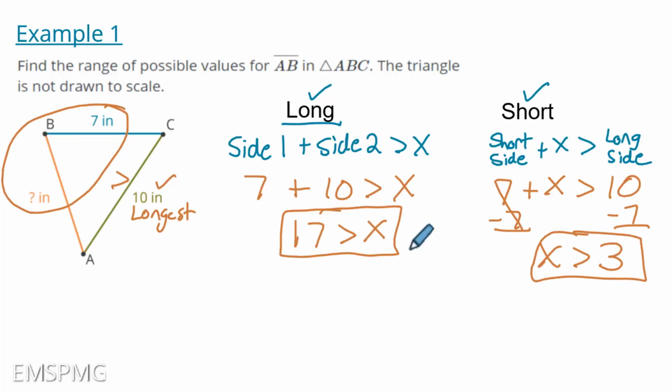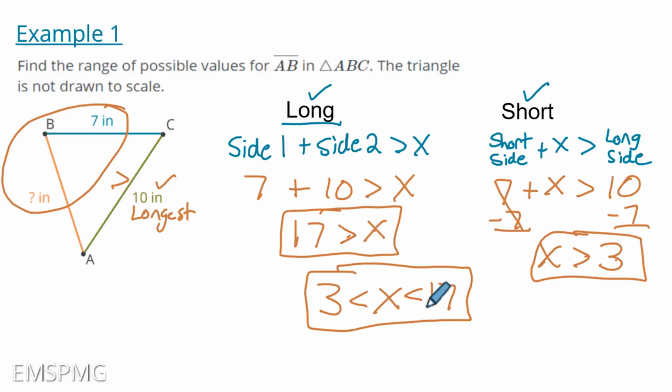So x has to be greater than 3. Cool, so we have our two pieces of the puzzle here. This is our range. Now let's just combine these into one single expression. So we're going to put x in the middle. And then we see that x must be less than 17, so x is less than 17. And then x is greater than 3. Cool, so this is our final expression.